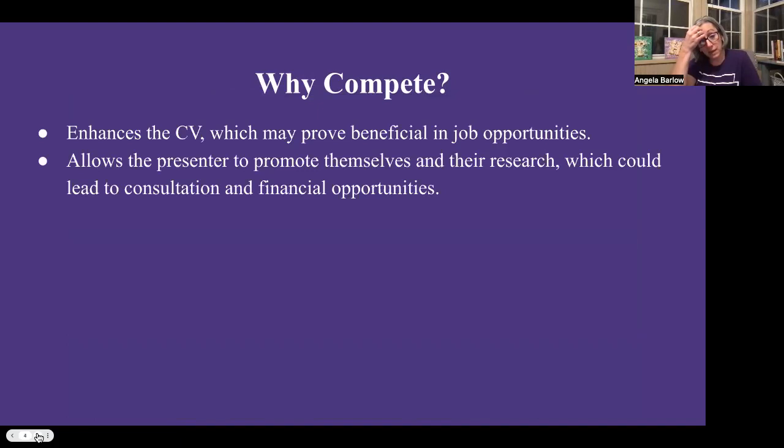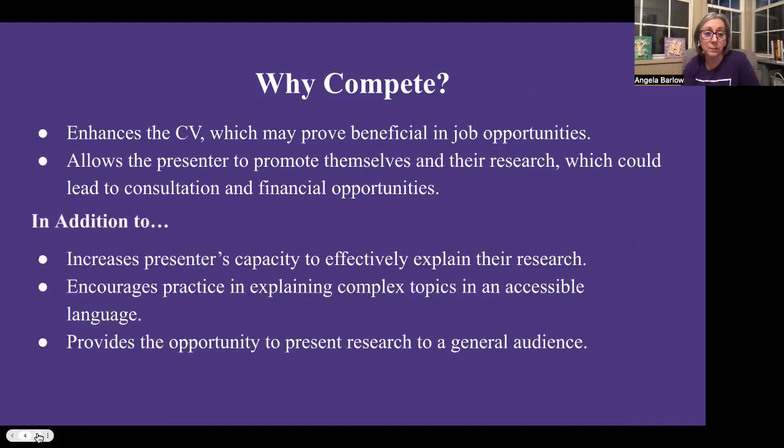In terms of why compete, I have some bulleted ideas here. Obviously, it enhances your CV, or curriculum vitae, or your resume, just to compete. But if you win, that's an even bigger deal that you can talk about and improve your chances for gaining a job. Like I've already said, it gives you a chance to promote your work and begin building that network.